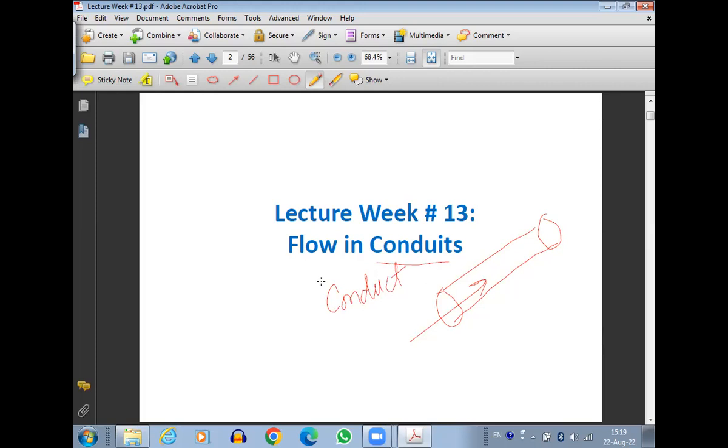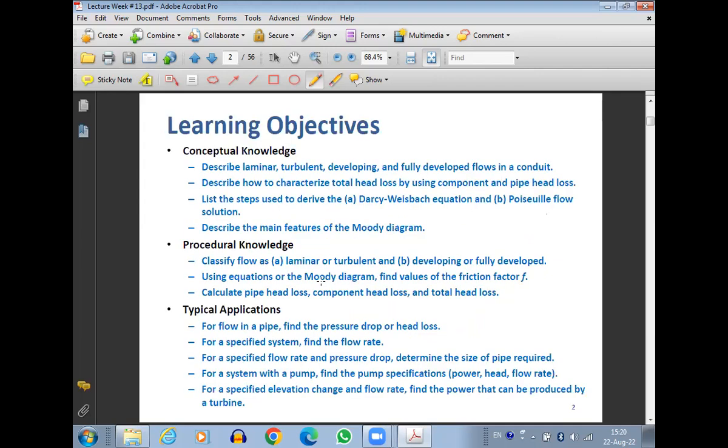Like, for example, in case of heat transfer, we say conduction heat transfer. When the heat is passed on from one point to another, that's conduction. So conducting something is to allow something to pass on, allow some information to pass on, allow some fluid to pass on. So the device which allows the fluid to flow from one point to another is basically the conduit. This is the thing that we are going to study in this chapter: flow in conduits.